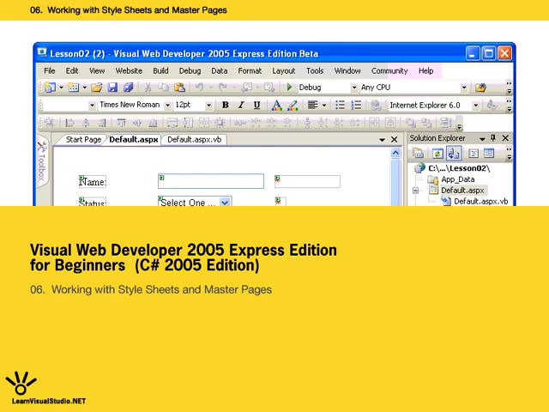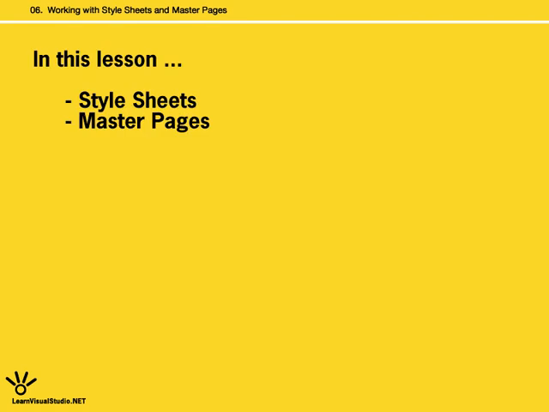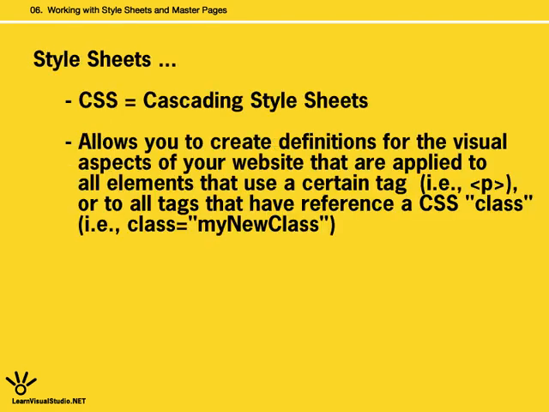Hello again. In this video we're going to talk about style sheets and master pages. Let's start by talking about style sheets. If you're familiar with just web development in general, you've probably heard the term CSS or cascading style sheets. And a cascading style sheet is just an easy way to define the look and feel of the various elements that appear on one or more web pages within a website.